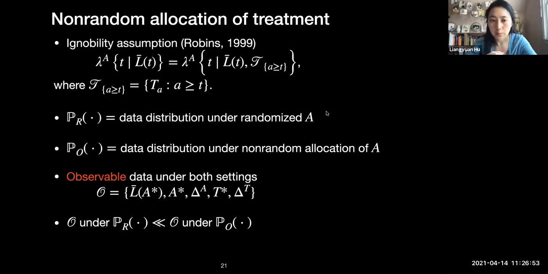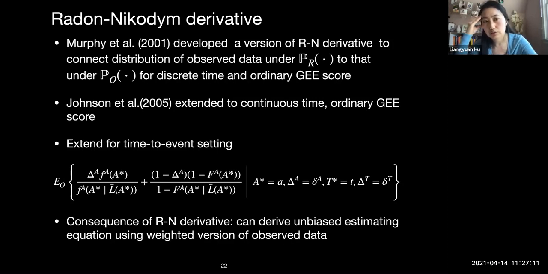Then we have PR and PO to denote the data distribution under randomized and non-random allocation of A. Under both settings, we have the same set of observable data. And if the observable data under PR is absolutely continuous with the observable data under PO, we can derive a Radon-Nikodym derivative. Previous literature has developed a version of the Radon-Nikodym derivative to connect the data under the randomization setting to the data under the observational setting for the ordinary GEE score. So we extended it for the time-to-event setting for the Cox score.